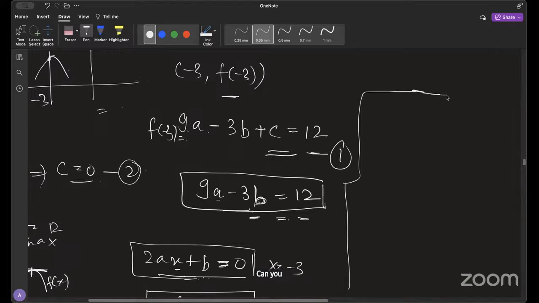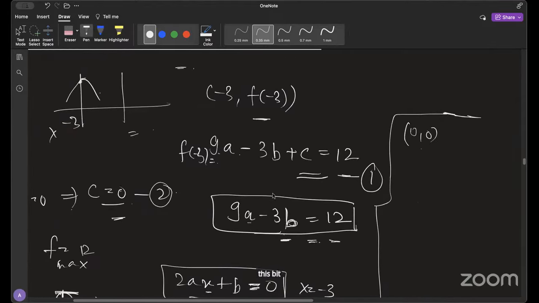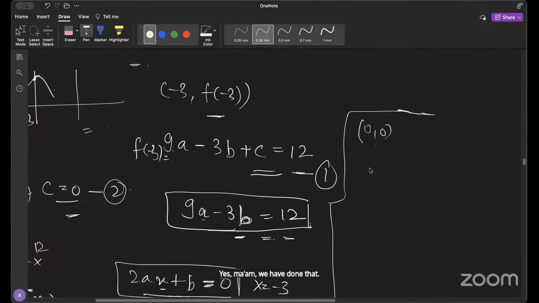Can you just repeat the entire thing again? Yes, ma'am. Actually, this function passes through the point (0, 0). So we can substitute x equals 0. We've already done this, no? This bit here. Yes, ma'am, we have done that. Then we will get 0 equals a bracket 0. How do you get this thing, whatever you're going to say after it?